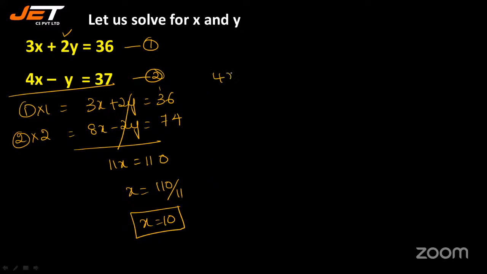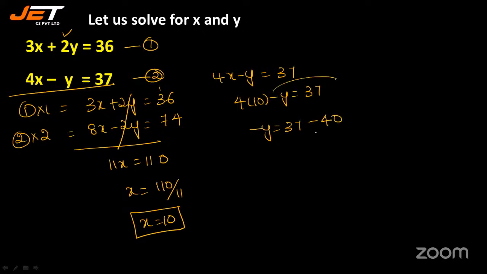With this, I can substitute the value of x in any one equation. So 4 into 10 minus y is equal to 37. Minus y is equal to 37, and when this goes to the other side, it becomes minus 40. So minus y is equal to minus 3. So the value of y becomes 3.